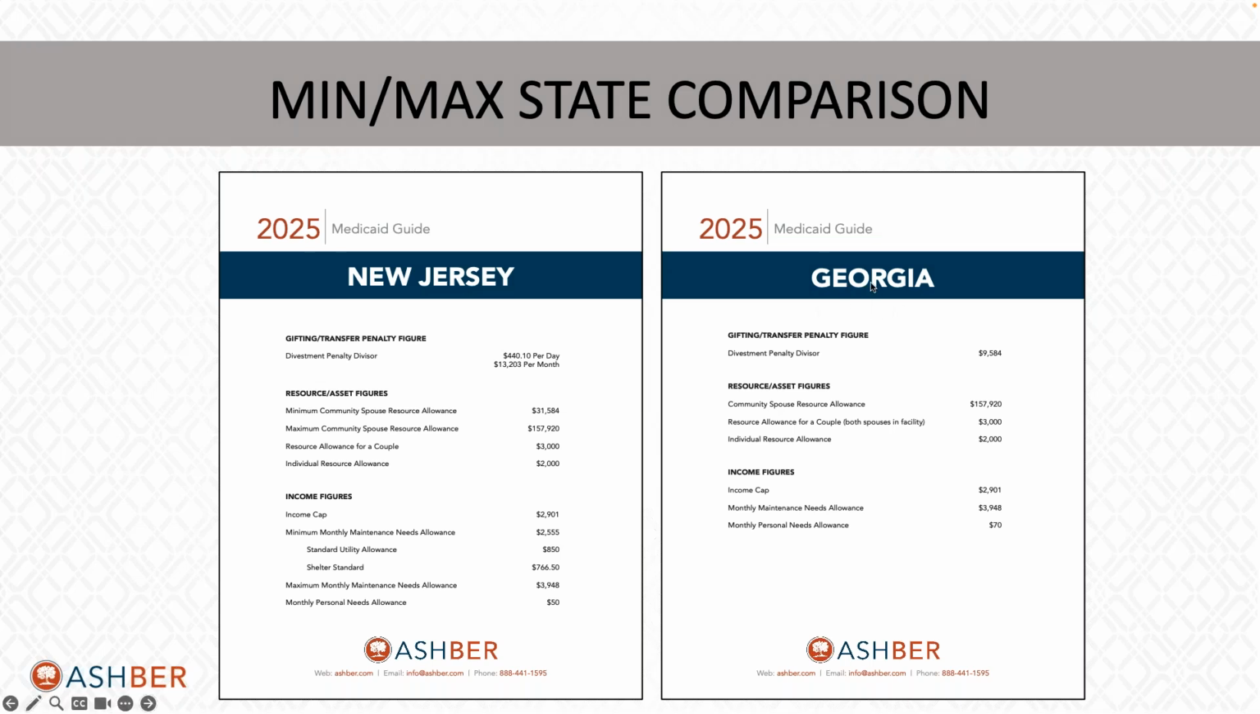So like Georgia, if you're doing spousal planning in Georgia, you might be thankful that you only have the $157,920 here. And just to back up, these are our Medicaid guides that you can find on our Ashburn website. If you just go to ashburn.com, I believe it's under tools and resources, I think that's the name of the tab, and then state resources, I believe is what it is. I may not have it verbatim, but if you look at these Medicaid guides, it'll show you the difference between the two different states. New Jersey has a minimum maximum, you can see right here. The minimum is $31,584, and the maximum is $157,920. And then, like I said, Georgia's just the $157,920.